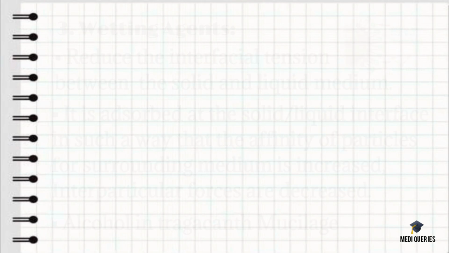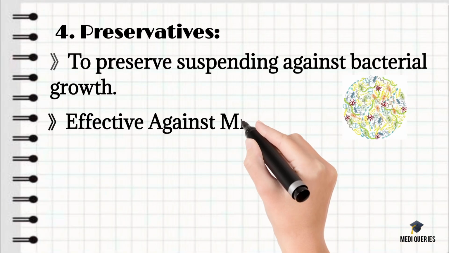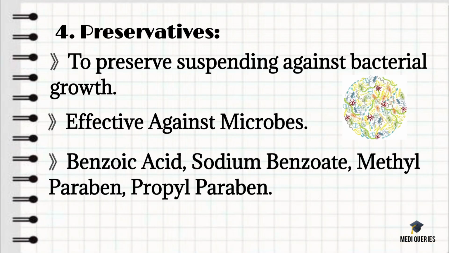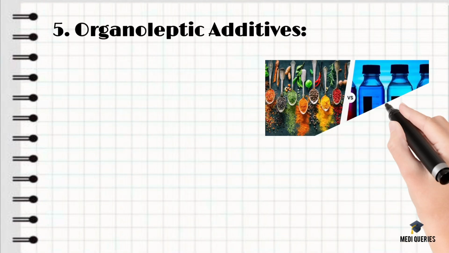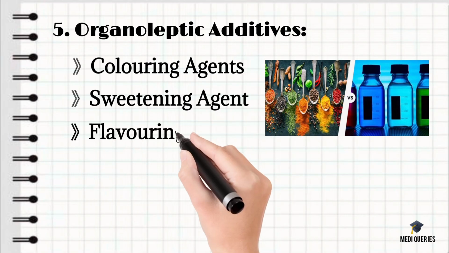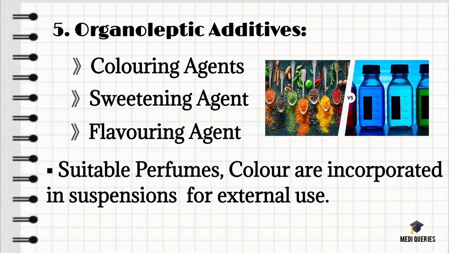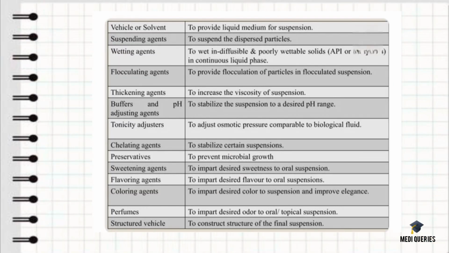Okay, preservatives. A suitable preservative is needed to preserve the suspension against bacterial growth here. The preservatives selected should be effective against a wide range of microorganisms. Example, benzoic acid, sodium benzoate, methyl parabens, propyl parabens are commonly used as preservatives in the suspensions here. And the organoleptic additives like coloring agents, sweetening agents, flavoring agents are generally incorporated in the oral suspensions. Suitable perfumes and color are incorporated in the suspensions which are made for external use. Okay, so these are all the various types of additives used in the preparation of suspensions.